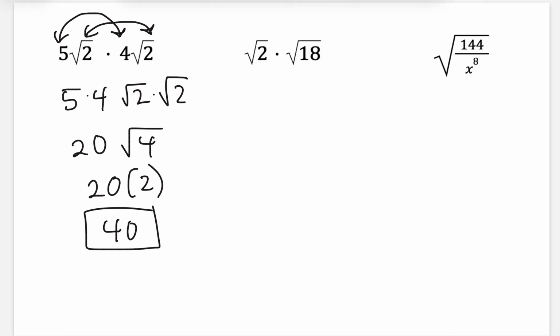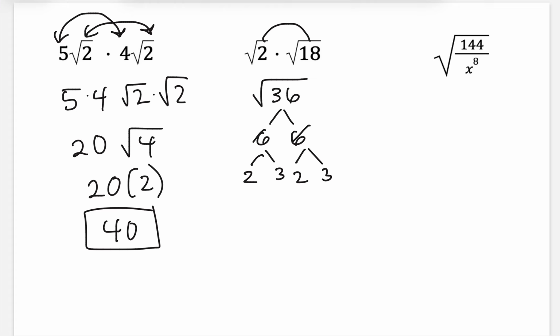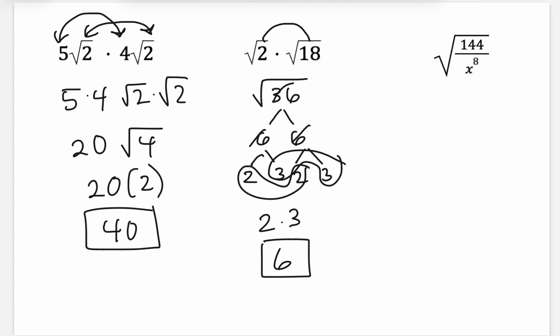Okay, so this one would be square root of 2 times the square root of 18 would turn into the square root of 36 because we multiply the numbers underneath. And then if you can simplify, just like we did on the previous slide, we can do 6 times 6, 2 times 3, 2 times 3. So I have a group of 2s and I have a group of 3s. So that ends up being 2 times 3 or just 6.